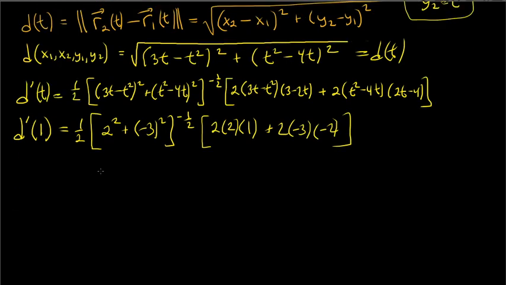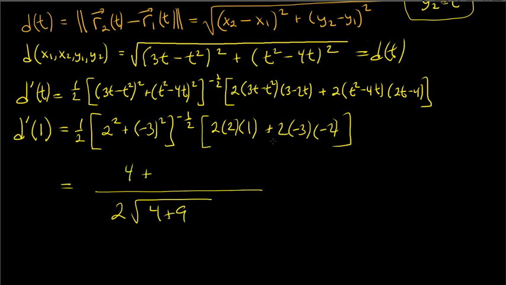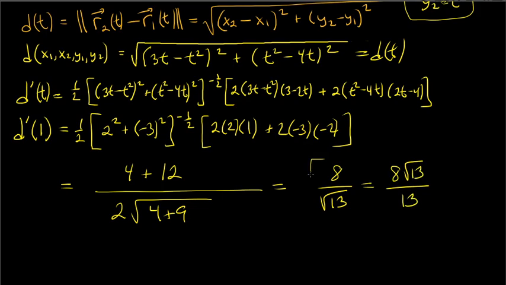So let's see here. So we have 1 over 2 times the square root of 4 plus 9. I should have just said 13. And then this is going to be 4 plus 6 times 2 is 12. So I think we just get 16 over 2, which is 8 over the square root of 13. Or if you prefer, 8 square root of 13 over 13, if you prefer to rationalize the denominator.